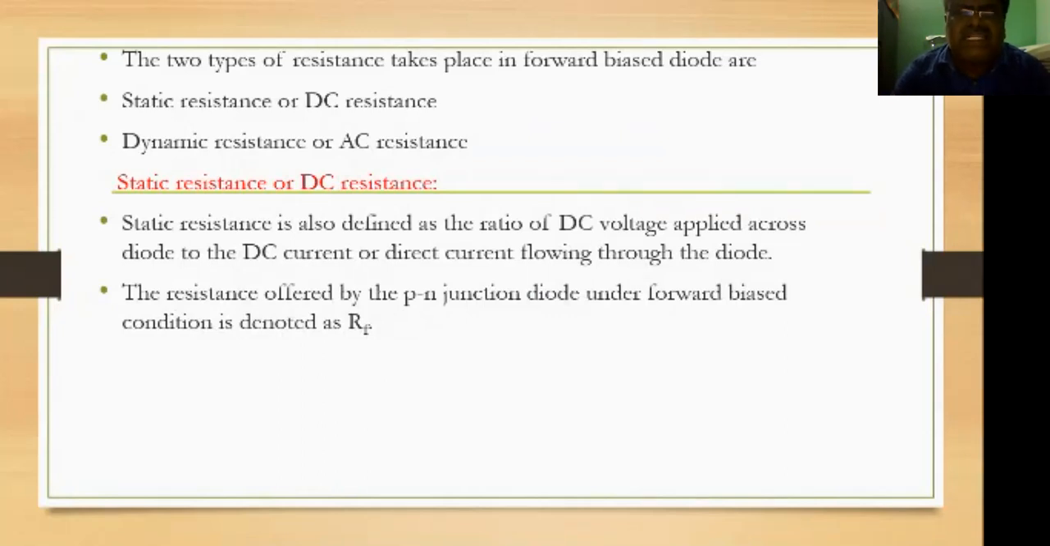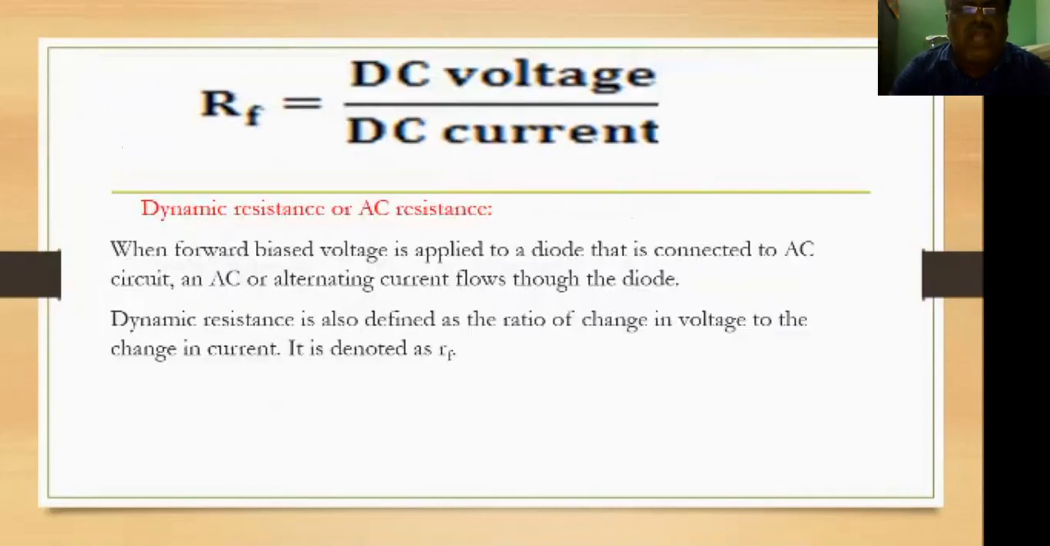Here the resistance offered by the PN junction diode under forward biased condition is denoted as RF. F means forward, R means resistance: forward resistance. That is the static resistance. So RF, the forward resistance, is equal to DC voltage divided by DC current. This is the formula for finding the forward resistance.